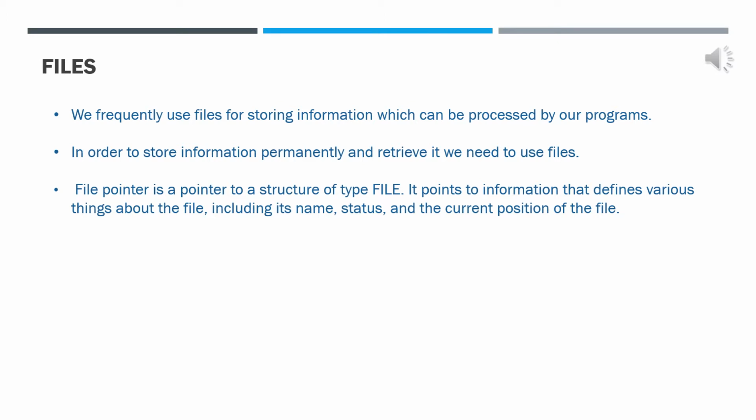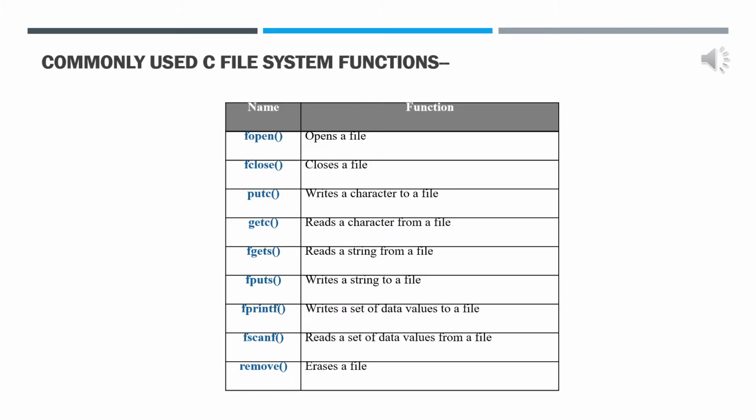File pointer is a pointer to a structure of type FILE. It points to information that defines various things about the file, including its name, status, and the current position of the file. Now let us see some of the functions commonly used while file handling.